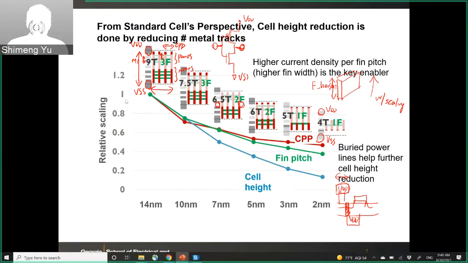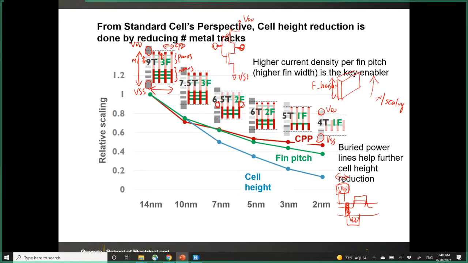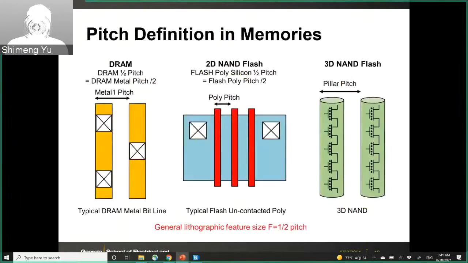Here this is normalized. If you think of 40 nanometer as 1 in the total area for this library, this is a relative scaling. All right, so then let's move on.